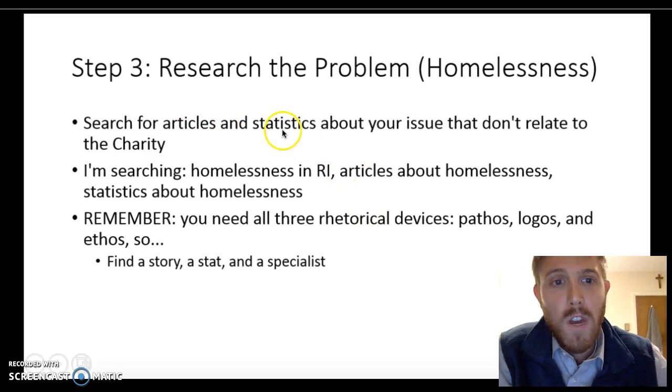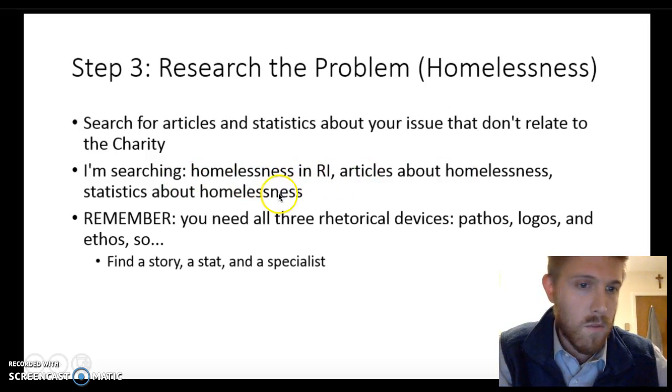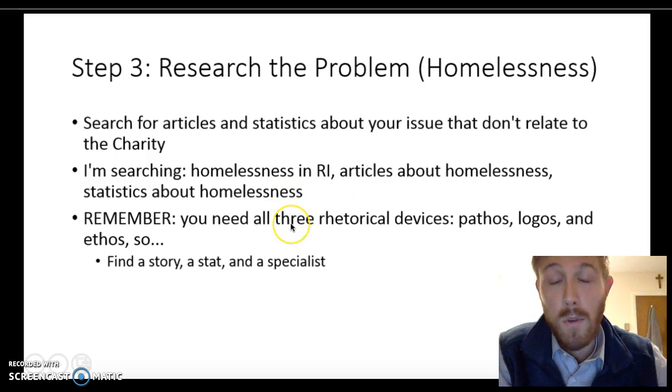So I'm going to find articles and statistics that don't necessarily relate to my charity. And I want credible sources about homelessness in Rhode Island, articles about homelessness, stats about homelessness. Remember, you need all 3 rhetorical devices. So find a story, a stat, and a specialist.